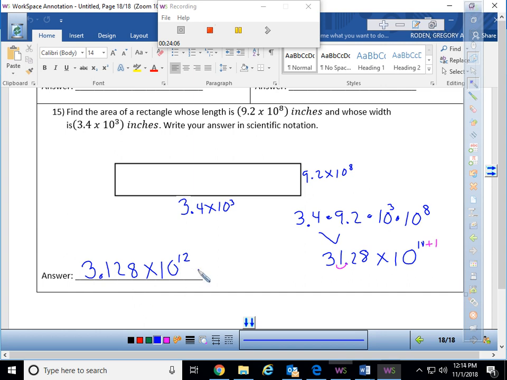And we're talking about inches, but we're talking about area. So I'm going to say it's square inches because you're talking about how many squares are inside that rectangle right there.